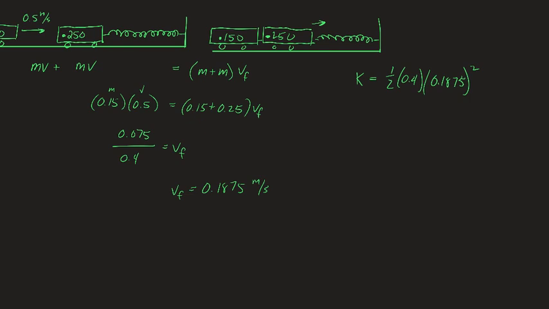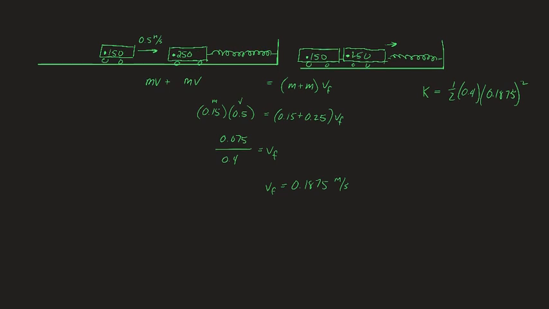It says what percentage of energy is lost due to the collision. That's a different question entirely. You will need the kinetic energy before the collision to figure out how much kinetic energy is lost during the collision. To figure out the kinetic energy before the collision, you're coming back over here to look at the kinetic energy that existed in just the one car, 1/2 times 0.15 times 0.5 squared. This is the initial kinetic energy, and this is the final kinetic energy. They're asking for the percentage of energy lost.